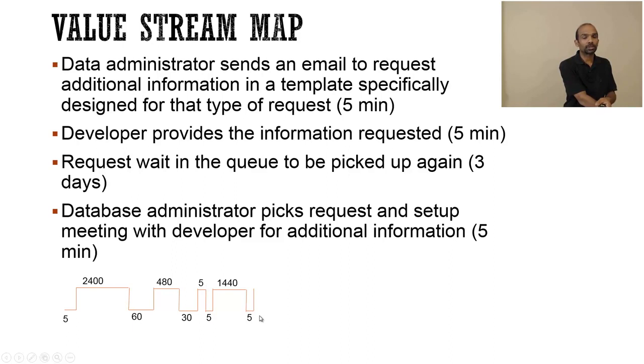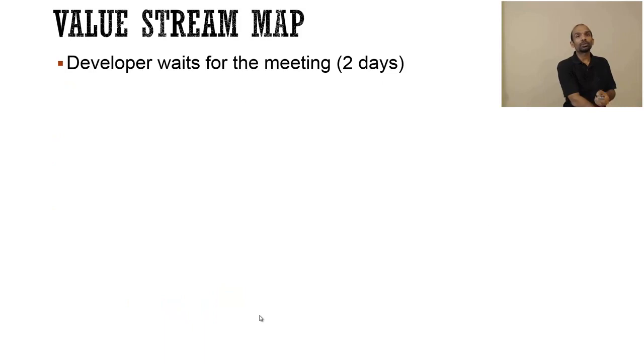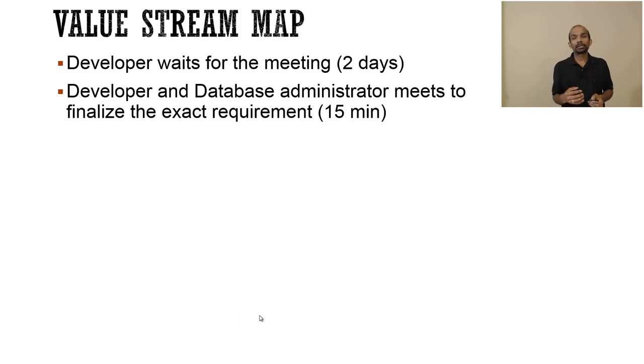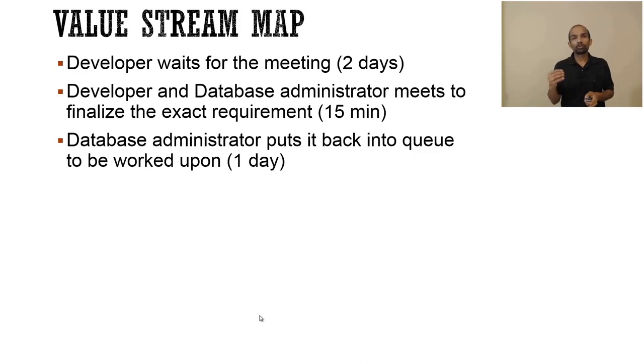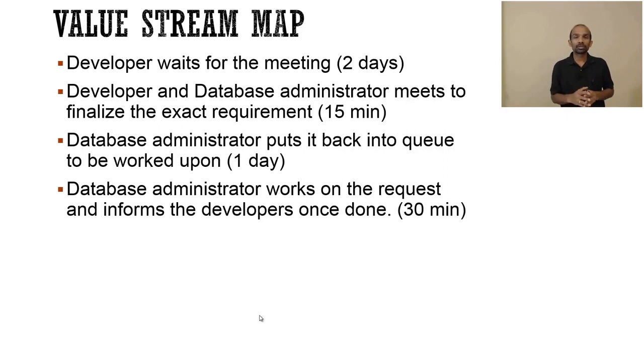Then continuing, now the developer waits for the meeting. So that's again an average of 2 days. And then the developer and database administrator meet to finalize the exact requirements. And then the database administrator will put the request back into the queue to be worked upon, because he or she is currently working on some other requests that they are going to finish and then come back to this request. And then the database administrator works on this request and informs the developer once done.